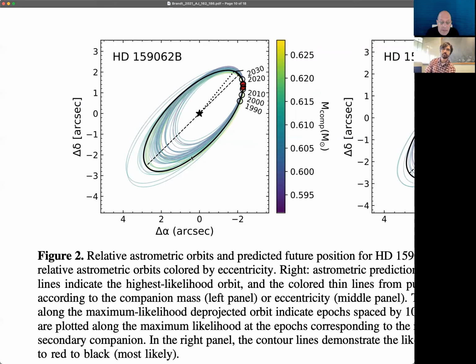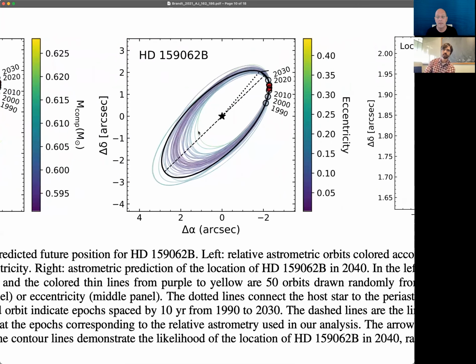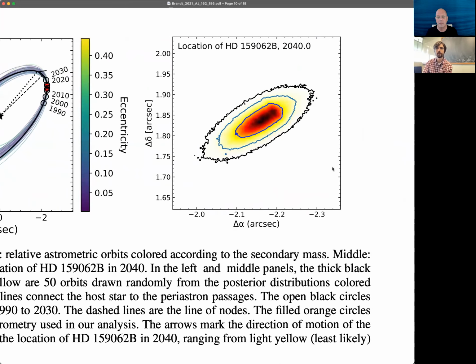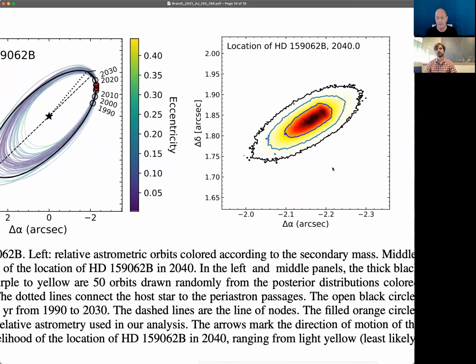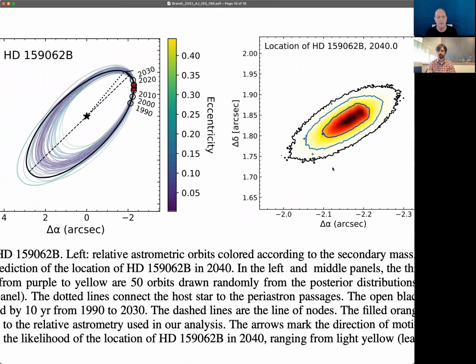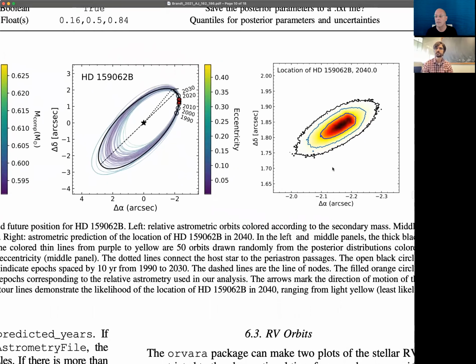The files to make these plots are distributed with the code. If you go to the right a little bit, we provide two different ways to color code your orbits, coloring them either by eccentricity or by companion mass. And if you have more than one companion, you would pick one, which you can designate in the configuration file. The plot on the right is a prediction of where you expect the companion to be at a certain time.